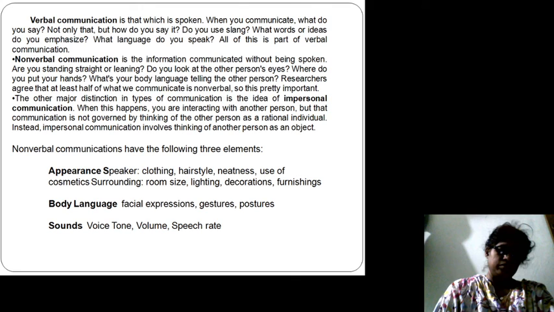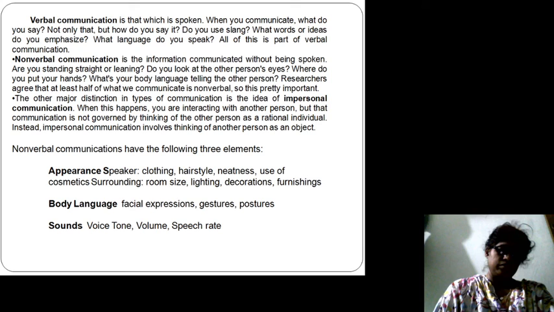Now, non-verbal communication has the following three elements. The first is appearance: the speaker's clothing, hairstyle, neatness, use of cosmetics, and the surroundings, such as room size, lighting, decoration, furniture. If you go to big corporate offices, you will find the surrounding environment is absolutely different as compared to small business units or the typical official environment.